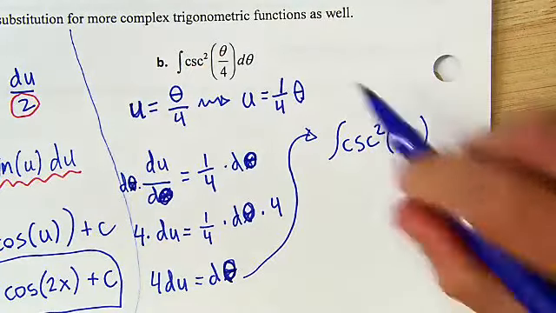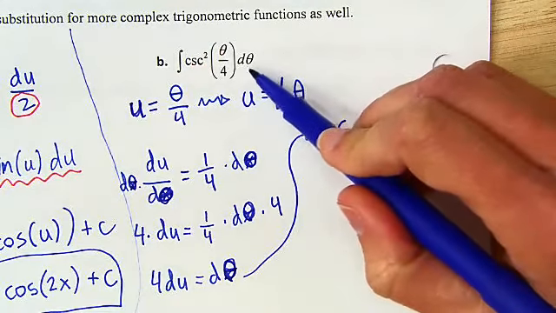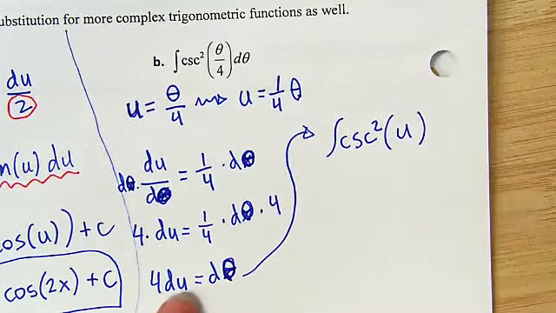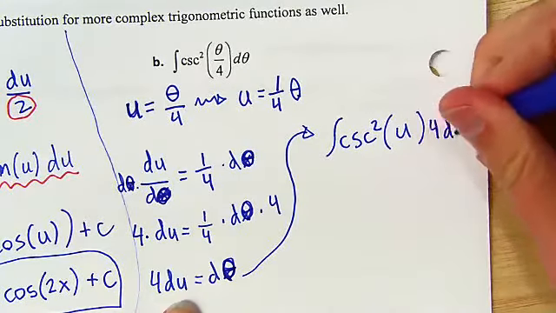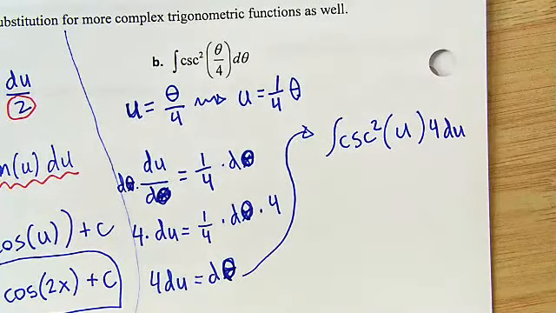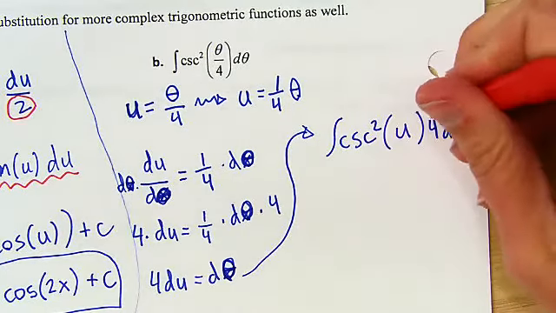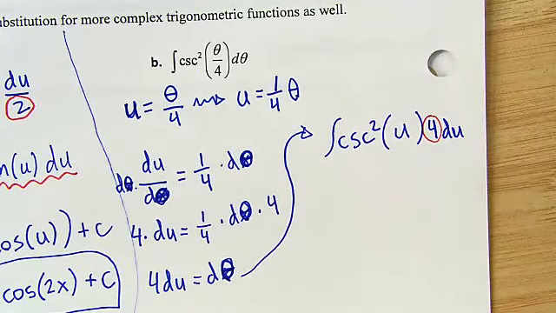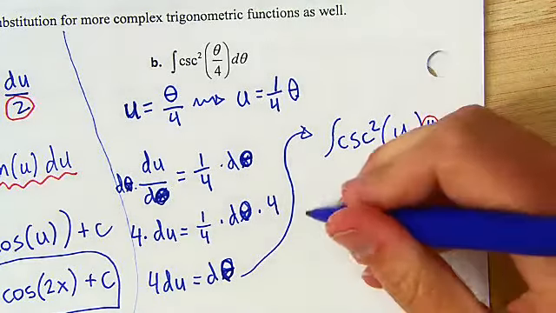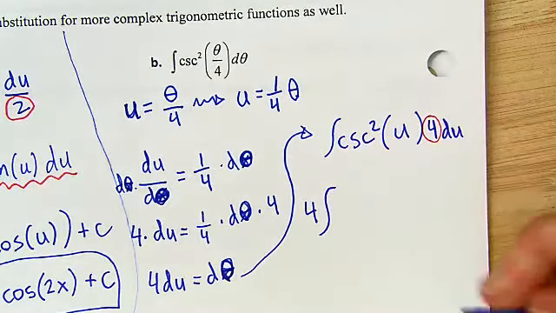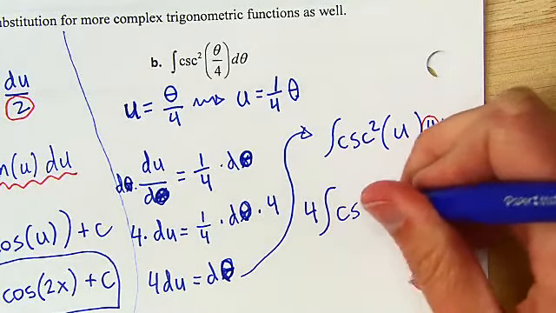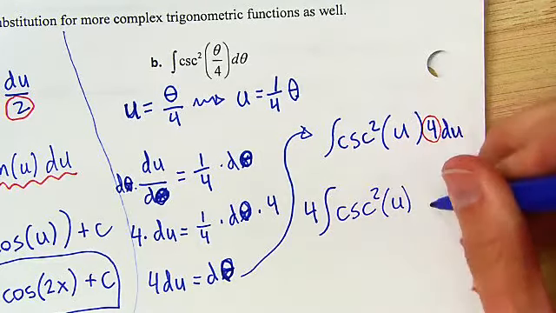Okay, cool. So now I go back to, okay, d theta, and I replace my d theta with what I got d theta to be right here. So that was 4 du. Okay. So now what I can do, I look at my integral and I see I'm multiplying by this number of 4. So anytime you're multiplying or dividing by a number, you can bring that out in front of your integral. So I'm going to take that 4 and just rewrite it out in front of my integral. And then I have cosecant squared of u du.